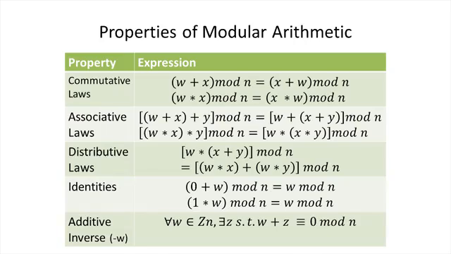Here we show that modular arithmetic actually preserves the commutative law. Here are two of them: associative laws, distributive law, and the identity and additive inverse properties. And they can be used in the proof.